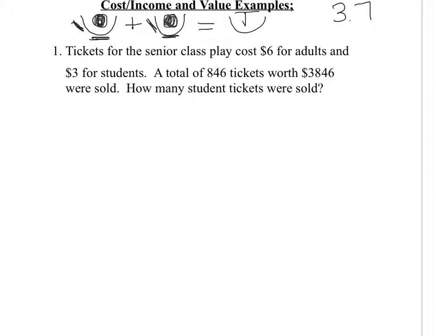Tickets for the senior class play cost $6 for adults and $3 for students. A total of 846 tickets worth $3,846 were sold. How many students' tickets were sold? Okay, so first of all, we know that we've got two types of tickets being sold. We have student tickets and adult tickets, and there's no way they are related by one being bigger than another other than the cost. But we do know there's a total of 846.